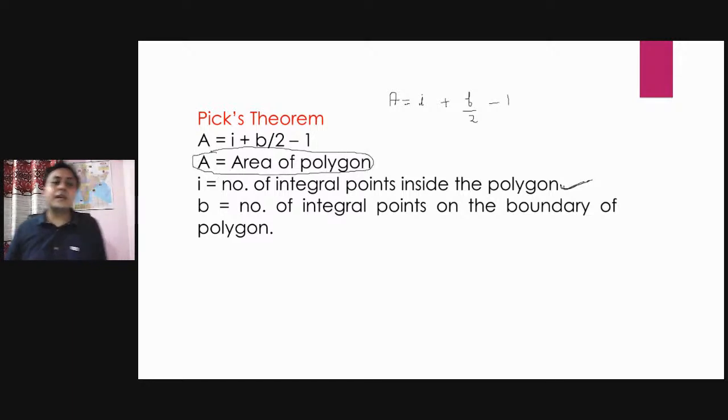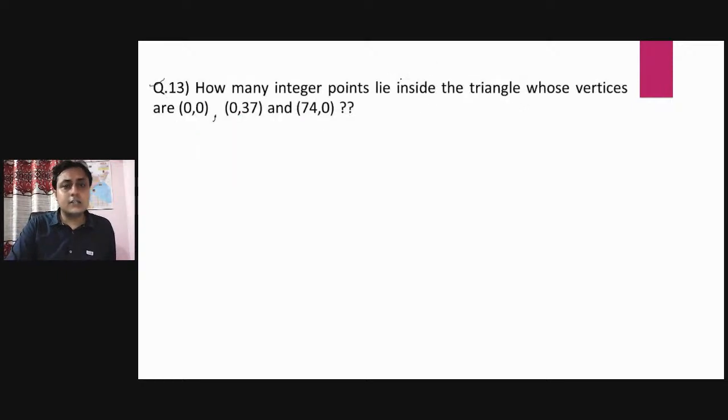Here A is the area of the polygon. We can easily find the area of a polygon, it is taught in geometry, right? I is the number of integral points inside the polygon, and B is the number of integral points on the boundary of the polygon. So guys, remember this theorem. With the help of this theorem, we can easily solve such type of questions. So guys, apply Pick's theorem here.